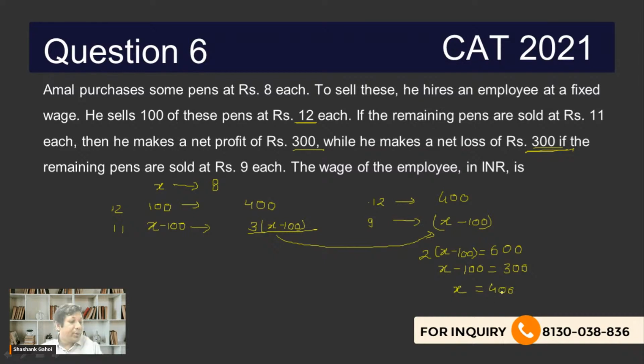This means the shopkeeper is buying 400 pens. Out of 400 pens, on 100 pens he gets a total profit of 400, and on the remaining 300 he generates a profit of 3 rupees each. So the total profit is 900 plus 400, that is 1300. His effective total profit should be 1300, but instead of 1300 he is getting only 300. So where are the remaining 1000 rupees going? It is going to the wage of the employee. So the employee's cost is 1000 rupees.